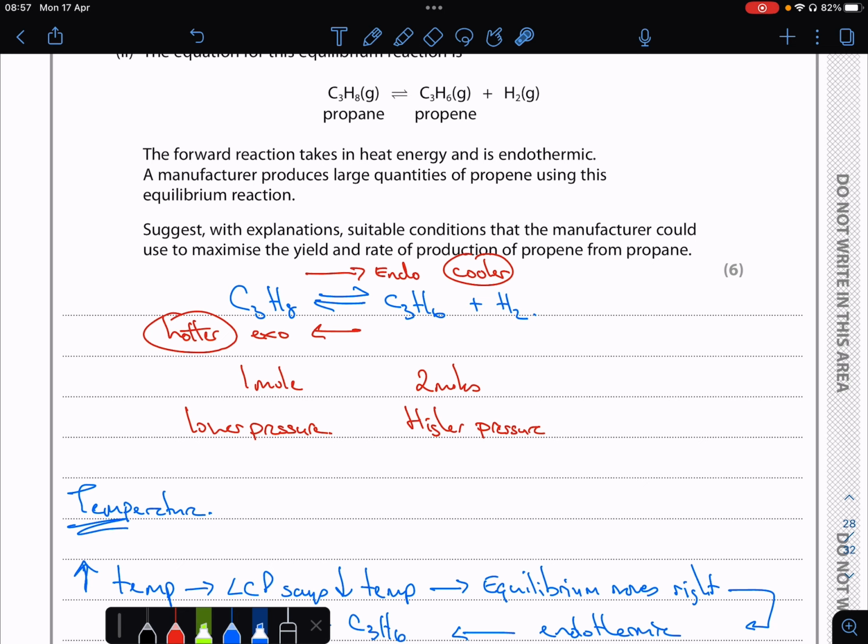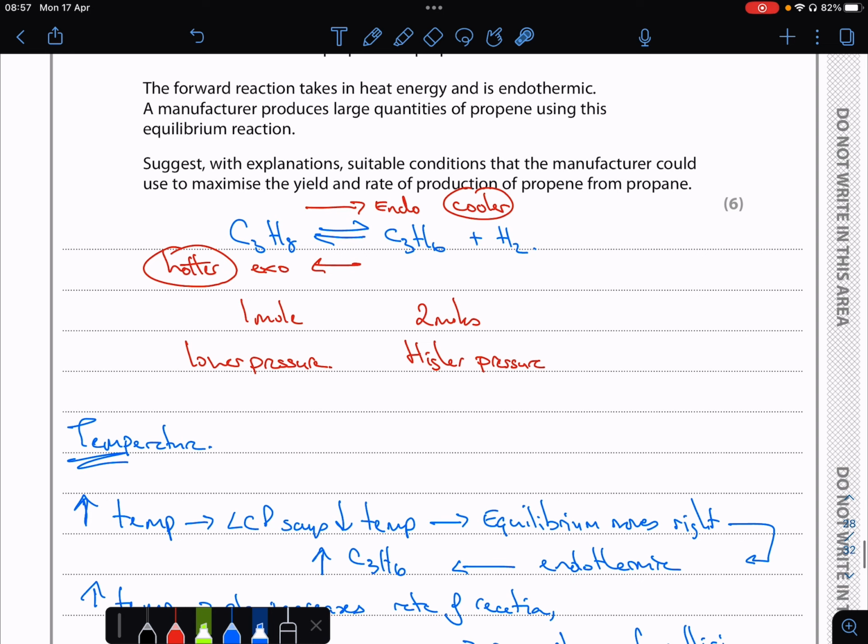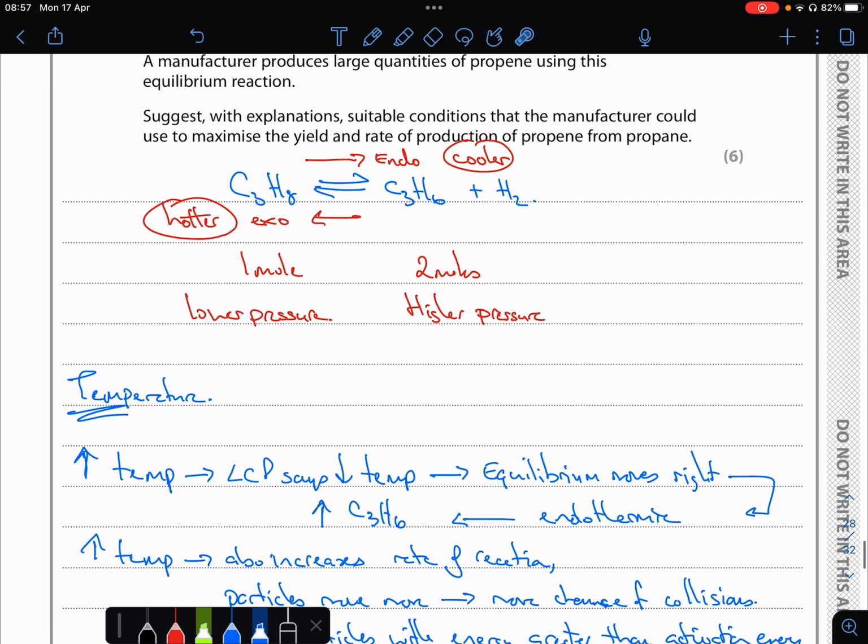I'm going to talk about temperature first. So temperature, we want to look for the optimum conditions. If I increase the temperature, then according to Le Chatelier's principle, the reaction will try and lower the temperature. In order to do that, the equilibrium is going to move to the right because this side is cooler because it's endothermic. So the equilibrium moves to the right, it's endothermic, and that's going to lead to an increase in the amount of C3H6.